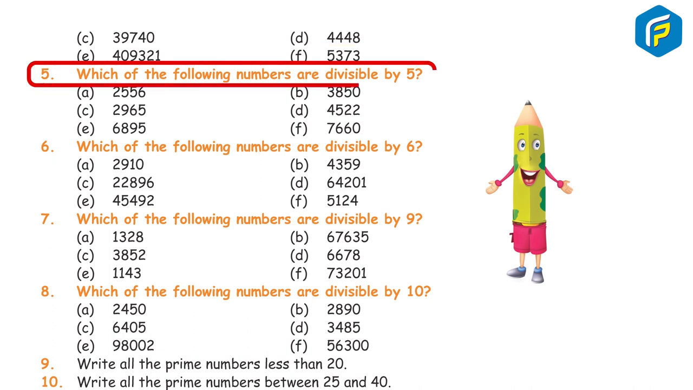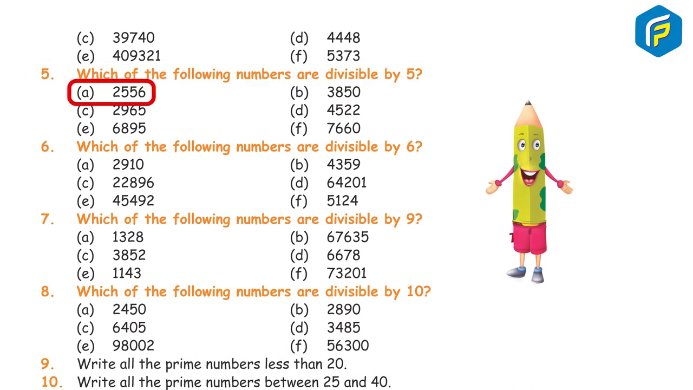Question 5. Which of the following numbers are divisible by 5? A. 2556. B. 3850. C. 2965. D. 4522. E. 6895. F. 7660. Answer: A, B, F.